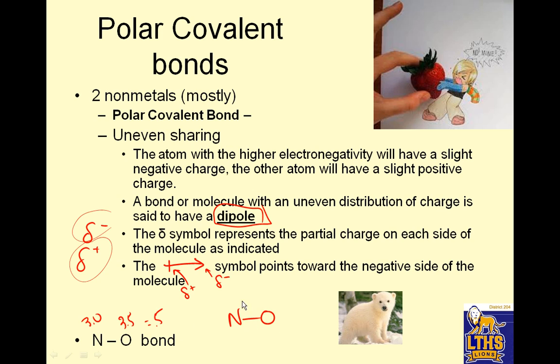I'm just drawing it again to write on it. So the arrow would point to that side. That's called a dipole arrow. This points to the kind of negative. Or you could put the partial charges. Or you do both.